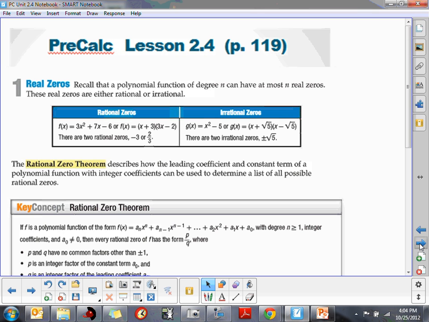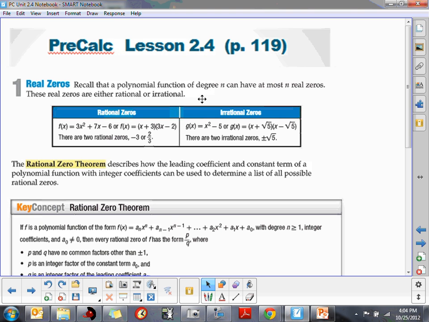There are two different types of real zeros. One is called rational zeros. Now rationals are just numbers that can be written as a ratio of two integers, such as 2/3. That's a rational zero. Or simply an integer like -3, or another one could be +3, or any integer, any rational number like a fraction.